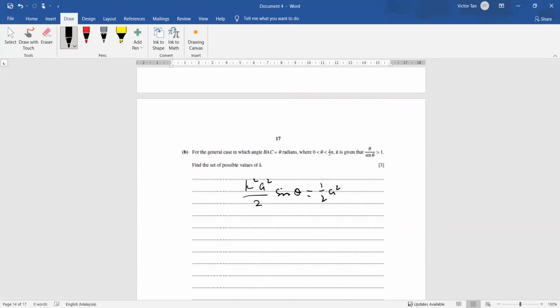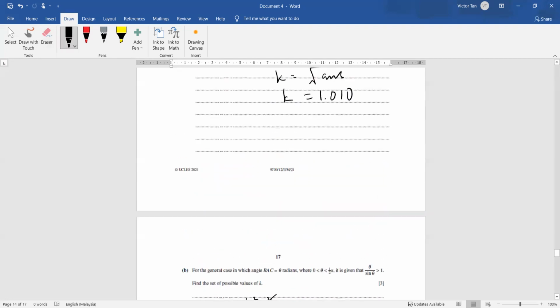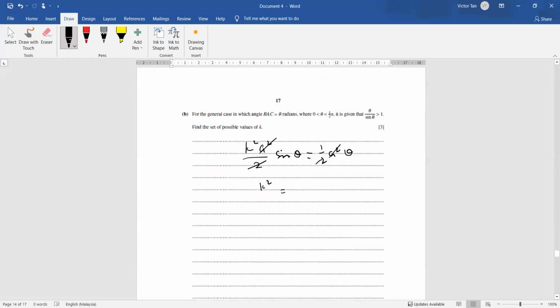Half A square theta, so you cancel this. So you have K square over 2 equals to... oh, no need 2 already. This can be cancelled off. Just K square. Just let me confirm. Okay, correct.